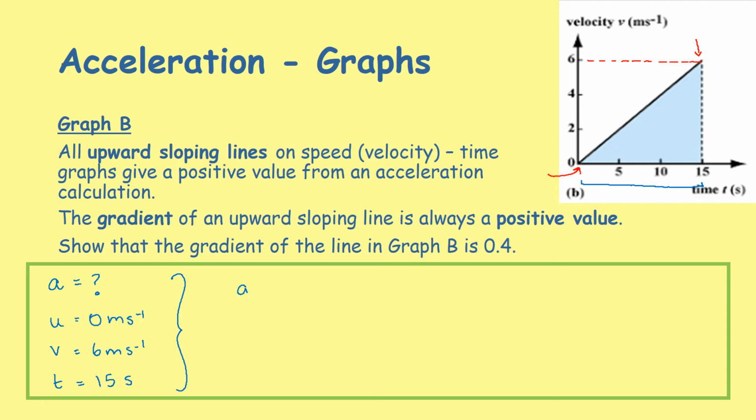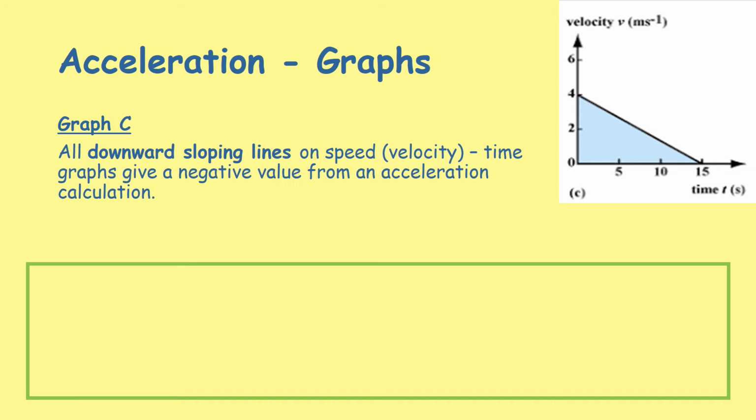Using our equation, A equals v take away u over t, we can pop our values in. So A equals 6 take away 0 divided by 15. 6 take away 0 is just 6, so we can simplify our equation to be A equals 6 divided by 15. And 6 divided by 15 does give us an answer of 0.4. And that's meters per second squared if it's an acceleration, and that's the same as the gradient, which is 0.4 there. That's our final answer.